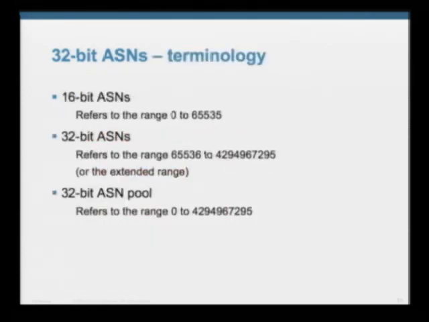So the terminology: 16-bit ASNs generally refer to the range 0 to 65535. 32-bit ASNs are used to refer to 65536 up to the top. And the 32-bit ASN pool is used to refer to the whole range. I don't know how it's ended up like this, but when people talk about the different ASN ranges, be aware that that's what they're generally calling them. So when we talk 32-bit ASNs, we mean the ones 65536 and upwards, even though the 0 to 65535 does fit into the whole pool.